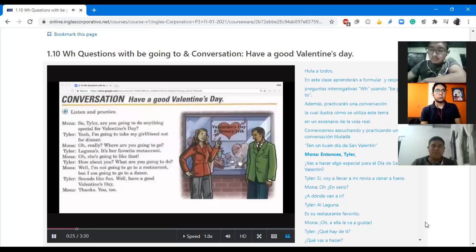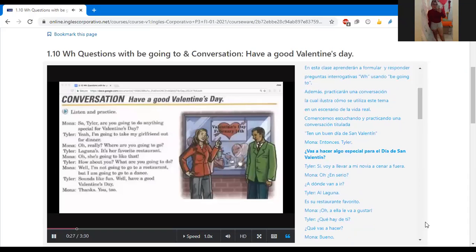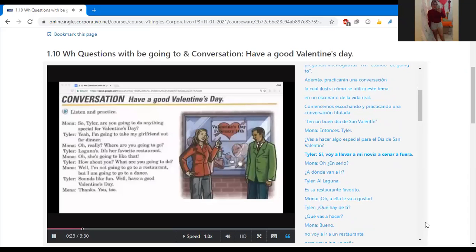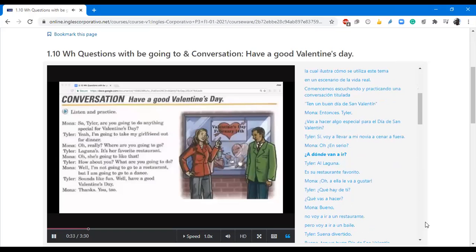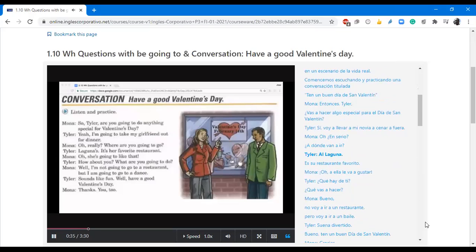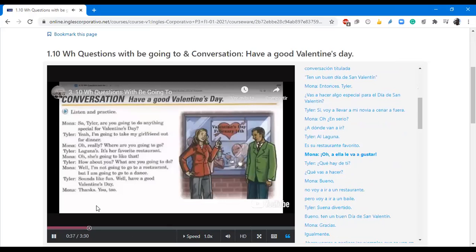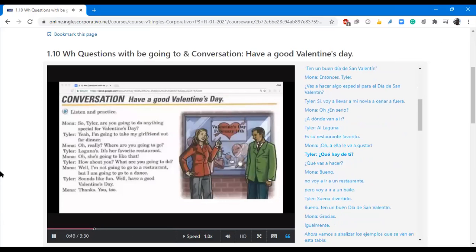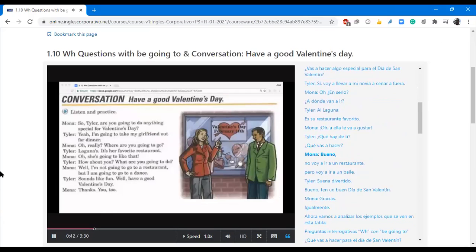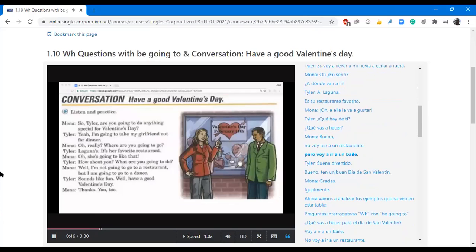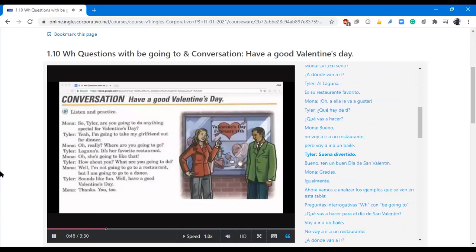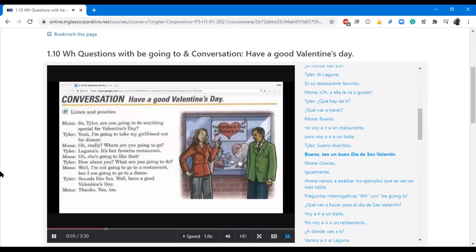So, Tyler, are you going to do anything special for Valentine's Day? Yeah, I'm going to take my girlfriend out for dinner. Oh, really? Where are you going to go? Laguna's. It's her favorite restaurant. Oh, she's going to like that. How about you? What are you going to do? Well, I'm not going to go to a restaurant, but I am going to go to a dance. Sounds like fun. Well, have a good Valentine's Day.